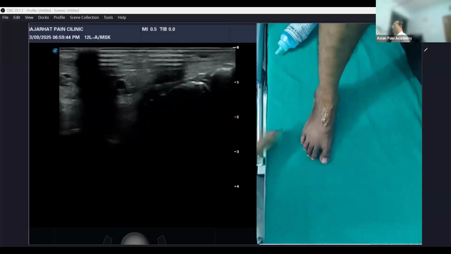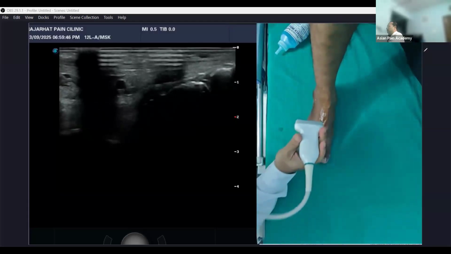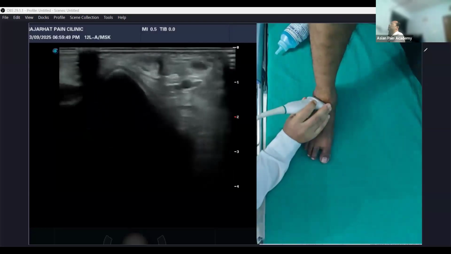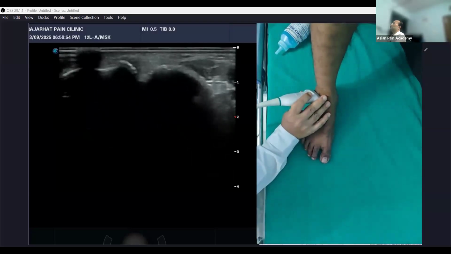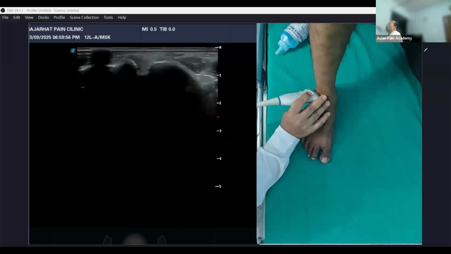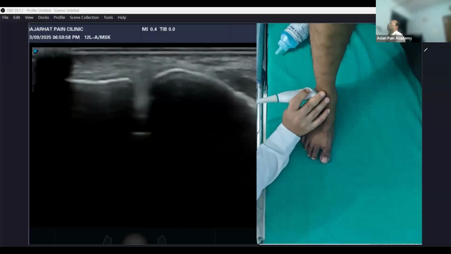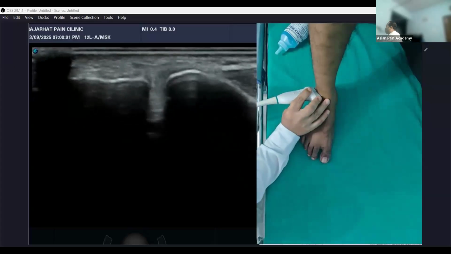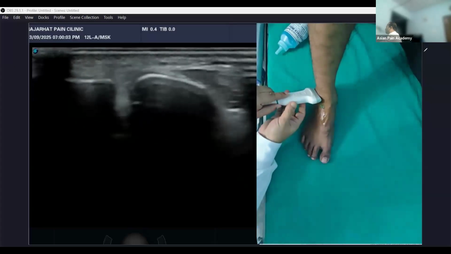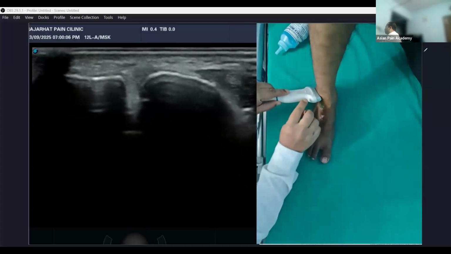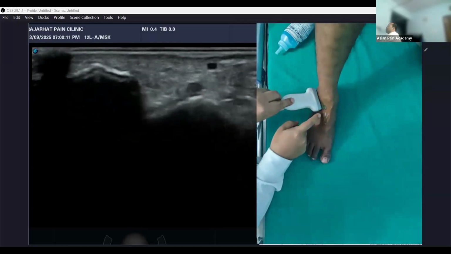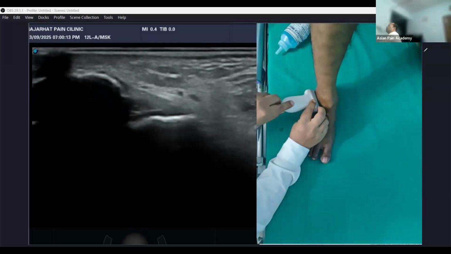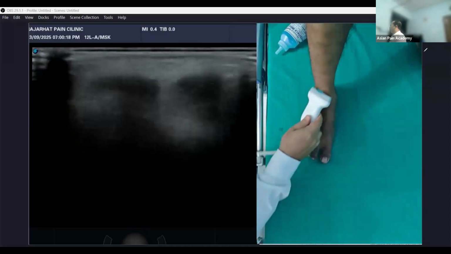So I hope you all have understood the ATFL. Actually it is not seen well by this probe. Usually you need a very high frequency probe. Dr. Devjyoti has shown it. There are 3 steps: put the probe along the tibia and fibula, then keep one side fixed on the fibula and the other side on the talus, and then go a bit below. You will see the ATFL. Anyway, this has been shown.